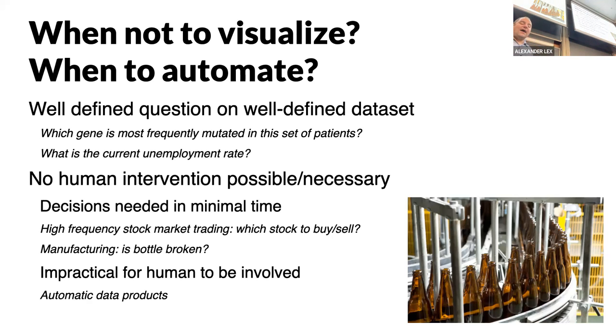And then sometimes it's also impractical for humans to be involved. So it might be nice if you have your personal curator for your Netflix viewing, but generally we use recommendation systems for that, right? When you have to scale something out to many different people. So we use automated data products for something like Netflix recommendations or shopping recommendations or Google search or anything like that.